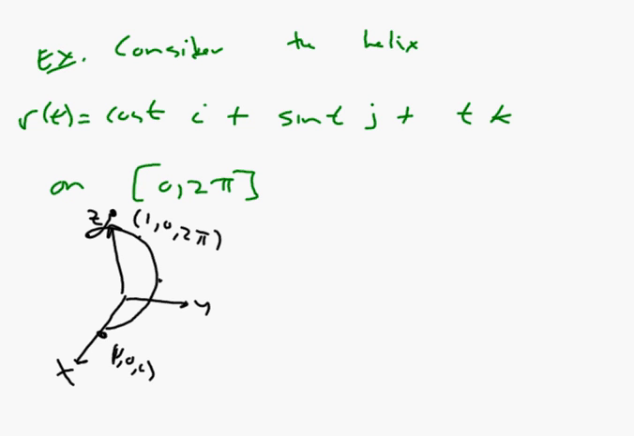So the question I'm asking is, if we could walk along this helix, or we could drive a car along it, and we had an odometer telling us how much distance we traveled, how much distance do we travel? That's what I'm asking. So the answer to that is this.